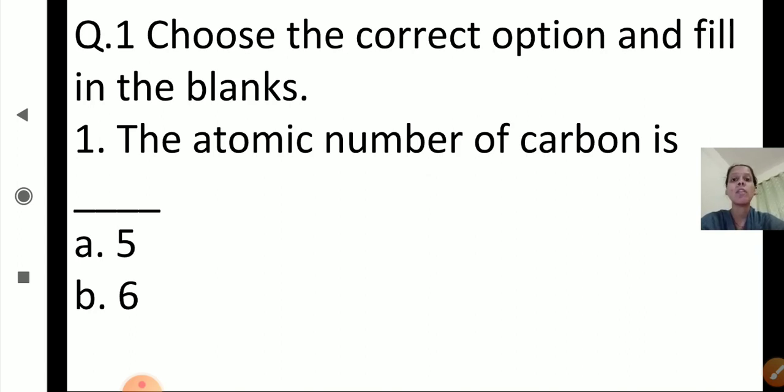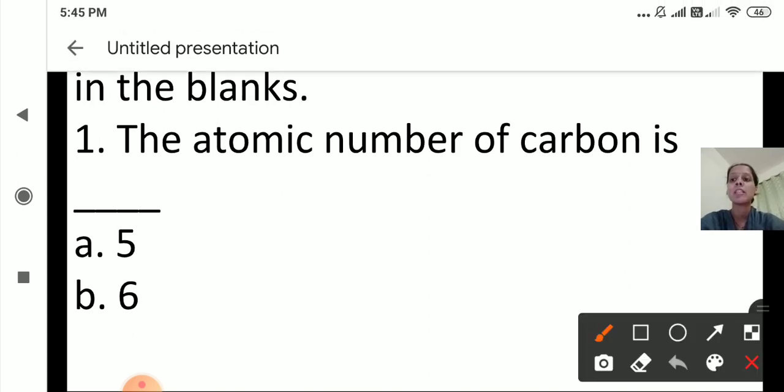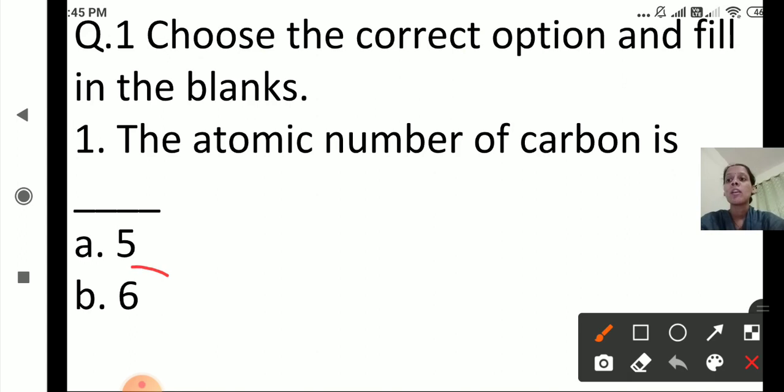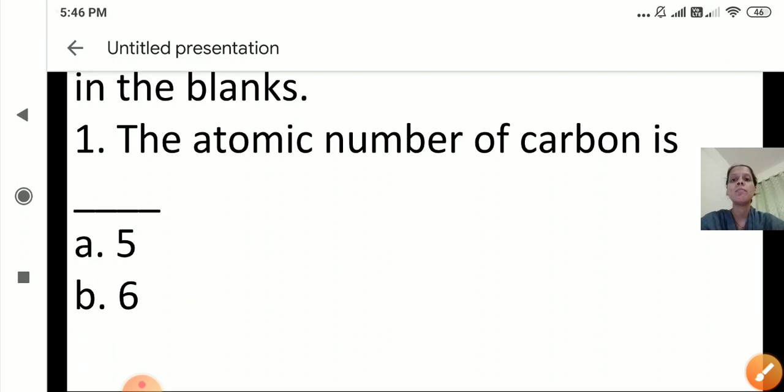Now once again we will read the question. The atomic number of carbon is, I hope all of you know the atomic number of carbon. What is the atomic number of carbon? Correct, the atomic number of carbon is 6. So you will click on the correct option, that is option B, 6. Now we'll see the second question.